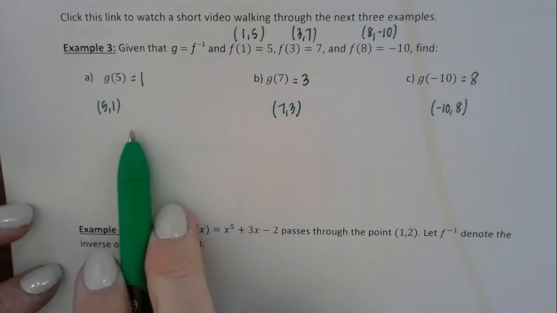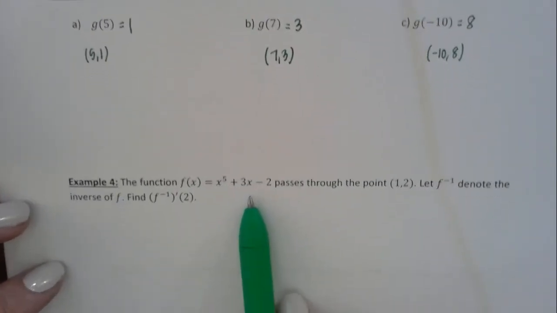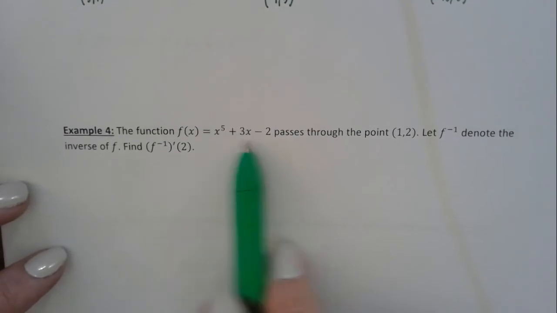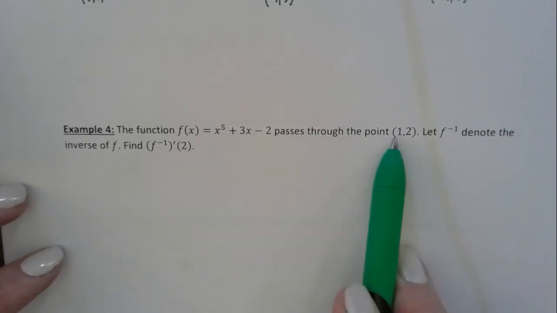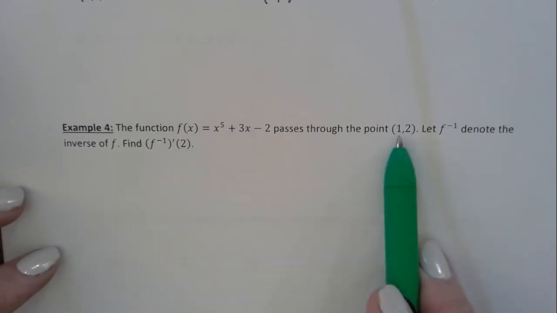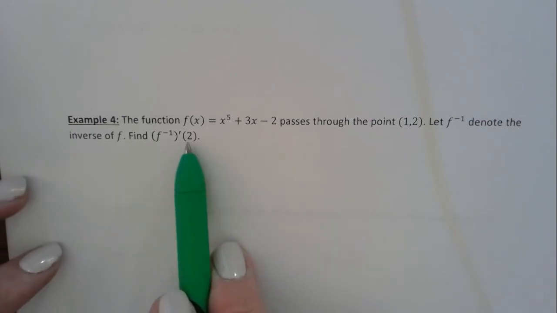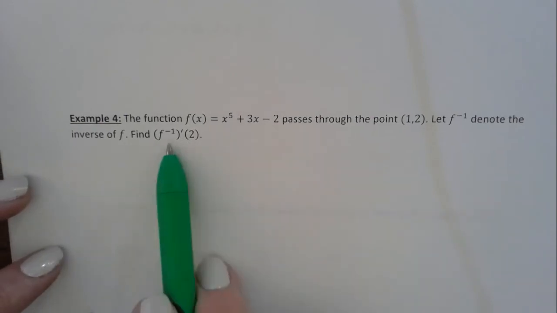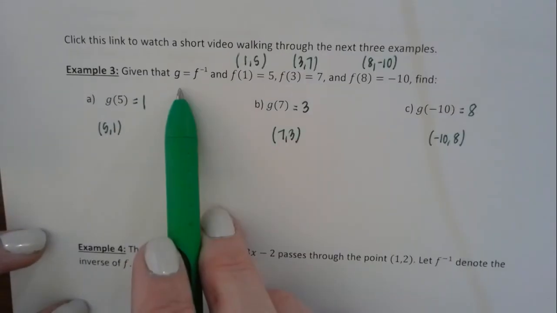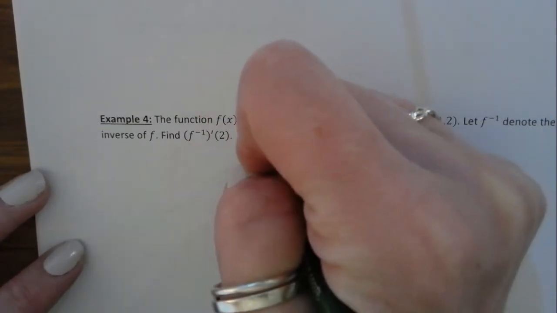So this is helpful information because a lot of times the question might ask you, for example, in example 4, it might give you a function and a point that it passes through on the function F. And what we want to do is use this F of x and this point to find the F inverse prime of 2. Remember that if G is equal to the inverse of F, then this is really asking us to find G prime of 2.